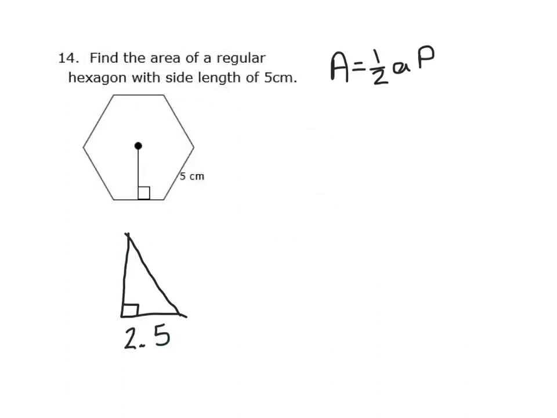In this next one, we're finding the area of a regular hexagon. Regular hexagon means all the sides and angles are congruent. So our formula is going to be half the apothem times the perimeter. If it's a hexagon and the side is 5, that means we have a perimeter of 5 times 6, which is 30. Then we need to find the length of the apothem.